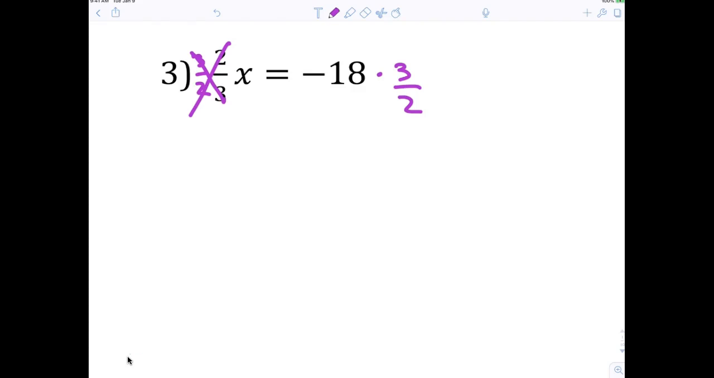So x is equal to, now I always try to tell kids divide first, right? So, final answer. Who's got it? What is it? Negative 27. Good.